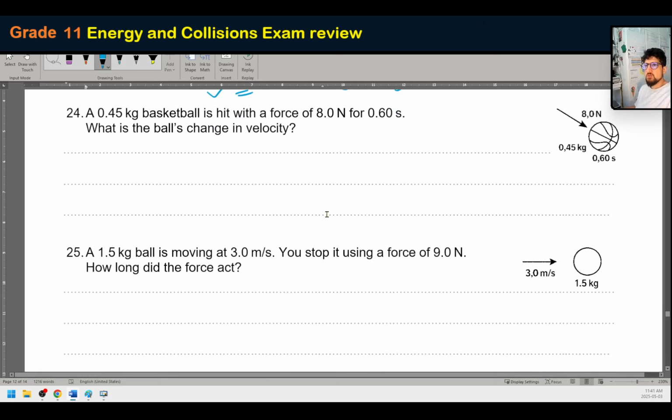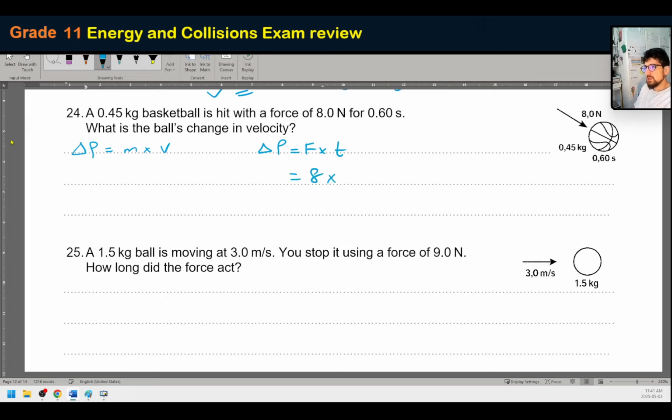A 0.45 kilogram basketball is hit with a force of 8 newtons for 0.6 seconds. What is the ball's change in velocity? Okay, so once again, we know that impulse is equivalent to change in momentum. So we have two formulas here that we need to think about. We've got change in momentum, which is equal to mass times change in velocity, and we've got change in momentum, which is equal to force times time.